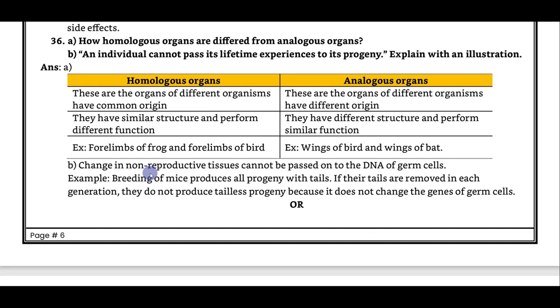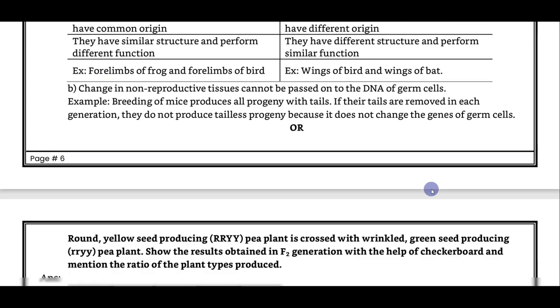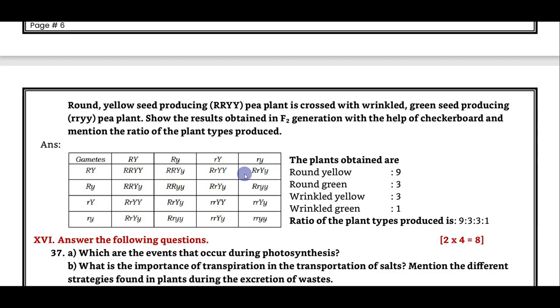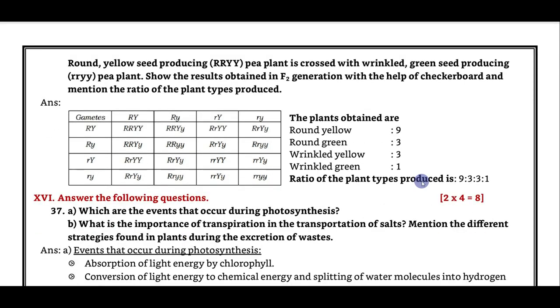Next, change in non-reproductive tissues cannot be passed to the DNA of germ cells, because breeding of mice produces all progeny with tails. If the tails are removed in each generation, they do not produce tailless progeny, because it does not change the genes of the germ cells. Next, dihybrid cross experiment. Very important question. The ratio will be 9:3:3:1. It is the cross between two individuals which differ in two traits.